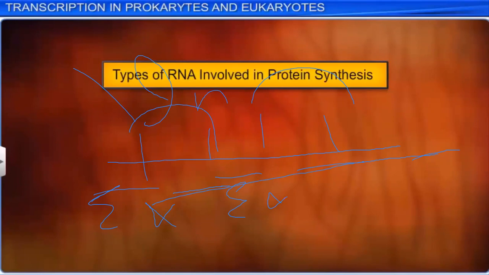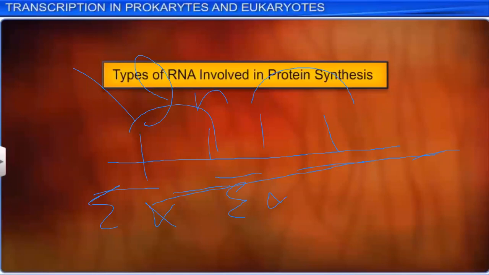This is an extra part which is not found in prokaryotes. So there is splicing, there is the addition of the tail, and there is capping.